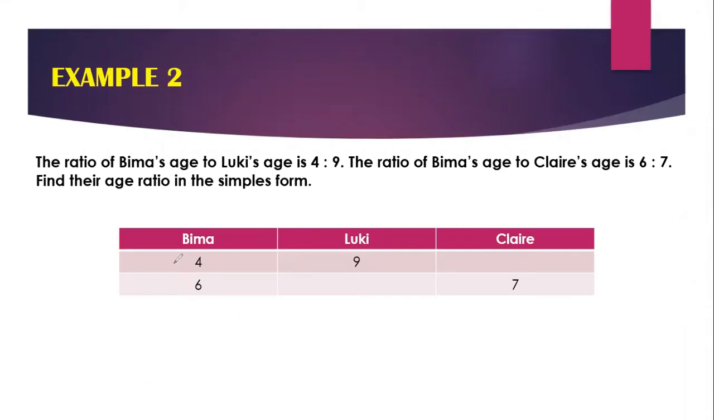Okay, students, for the column Bima, just take a look. The ratio is 6 divided by 4, which means times 3 over 2. 4 times 3 over 2 will give 6. In the same way for Lucky, with the same constant, we have to times by 3 over 2.